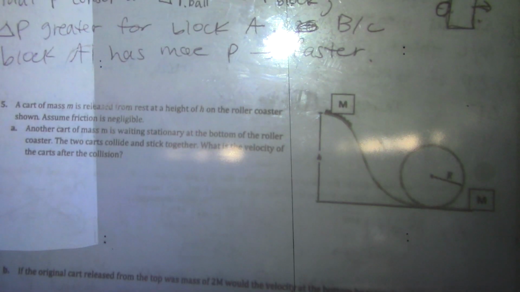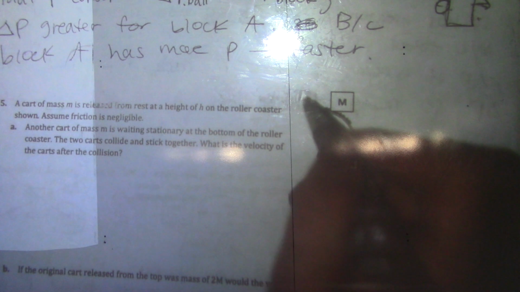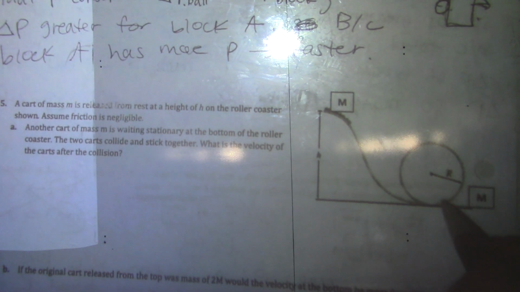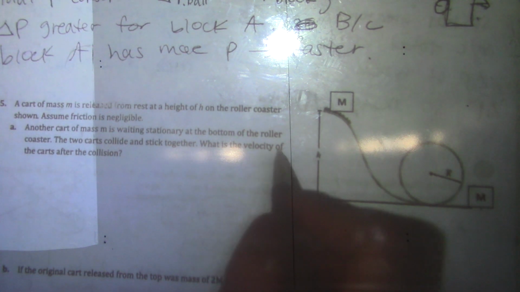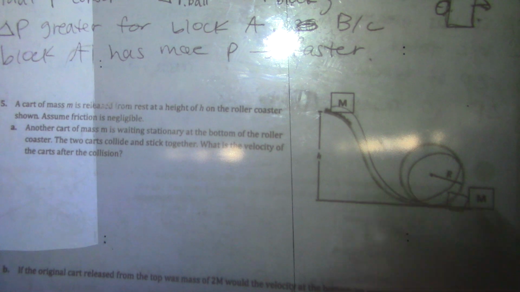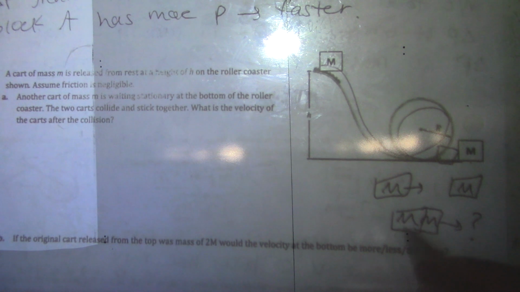All right, a cart of mass m is released from rest, and there's another cart m waiting for it. First I want to find the velocity of this cart when it gets to the bottom. Then m is coming out with some velocity, it hits m, and the two go off together, and this is my end goal, to find the velocity they go off with. But first I'm going to find the velocity it comes down with.